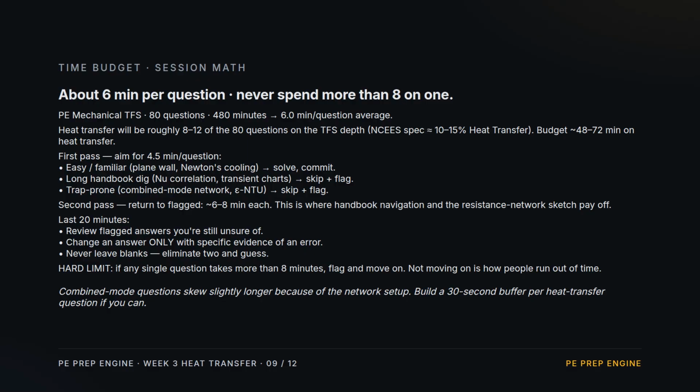Last 20 minutes. Review flagged. Change an answer only with specific evidence of an error. Never leave blanks. Eliminate 2 and guess. Hard limit over 8 minutes on one question. Flag and move on. Not moving on is how people run out of time.